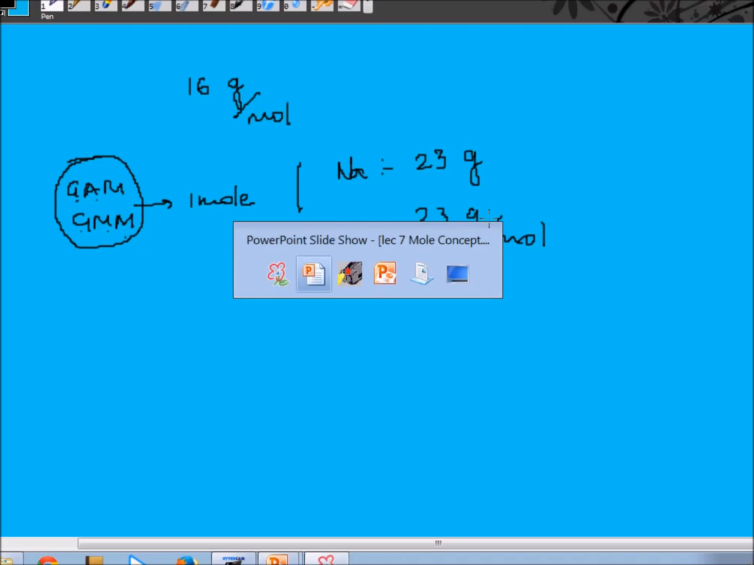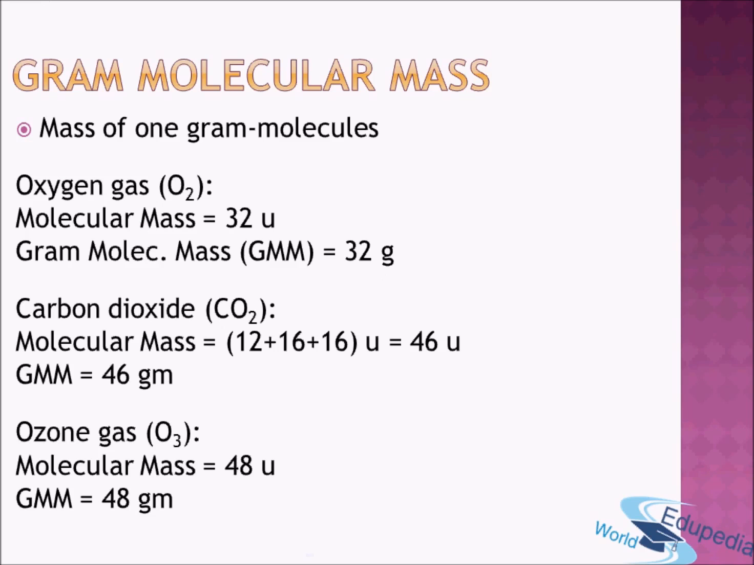So lastly, in the next session we'll continue with gram atomic mass and gram molecular mass. We have already studied the concept. In the next session we'll only take up some more questions for practice purposes. So when you study this slide, revise it once again and try to solve some questions on your own, before we start with the questions in the next session.